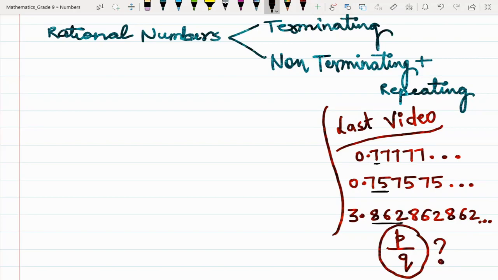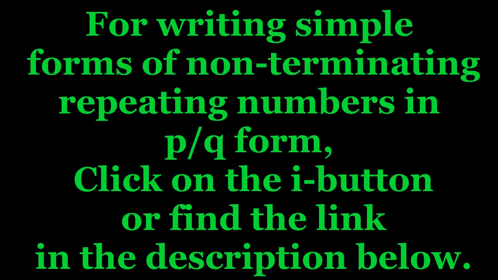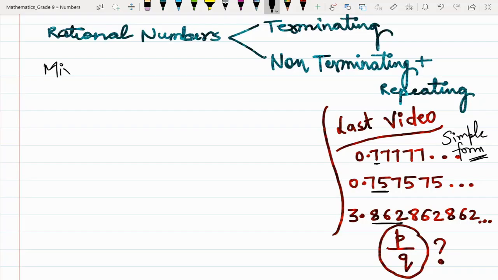Why simple forms? Because the bar was placed on the entire decimal part. So if you want to know how to write these type of non-terminating repeating numbers in the form P by Q, you can click on the I button for my last video, and you will also find the link in the description below. So let's start the first example for mixed forms where my x equals 67.835 and the bar is placed only on two digits. You can see the bar is not on the entire decimal part, therefore this is mixed form.